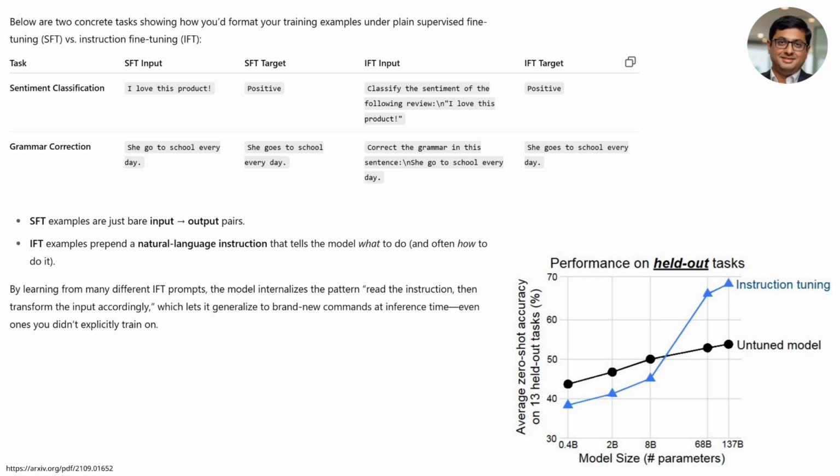At inference time, even if users only give instructions without examples, the LLM can still follow the instructions and produce the correct outputs. This approach helps the model bridge the gap between general language ability and following human commands. By training on instruction-based examples, the model learns to perform tasks more effectively, even with fewer prompts. The graph on the right shows that instruction-tuned models generalize better to new, unseen tasks than untuned models, especially as model size increases.